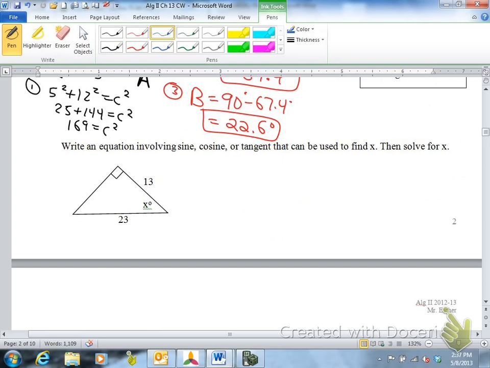Okay, I'd like you to try the next one. See if you can pick sine, cosine, or tangent, and then use your calculator to get the answer.